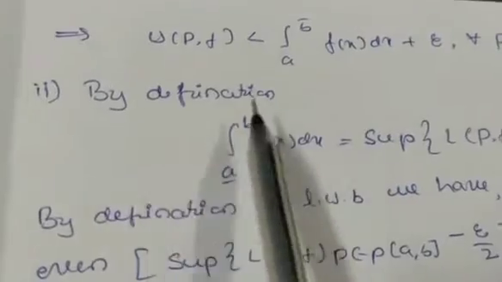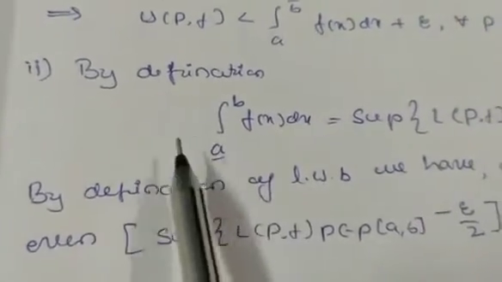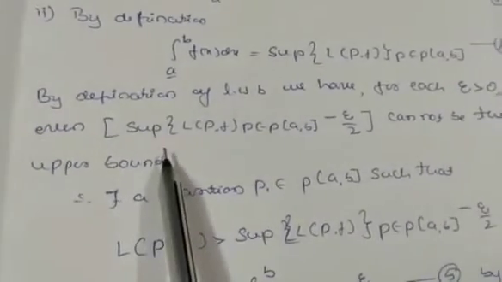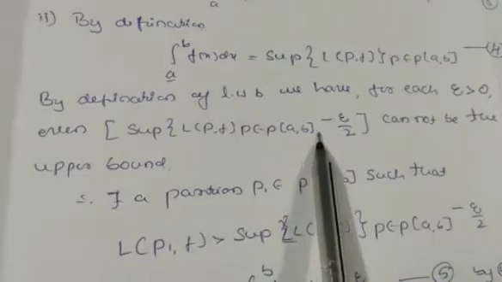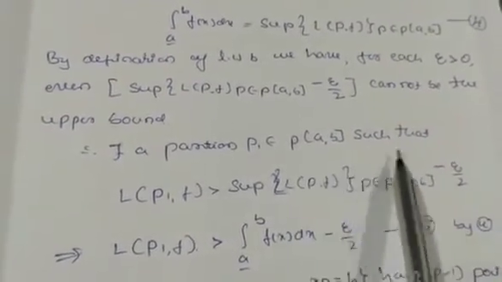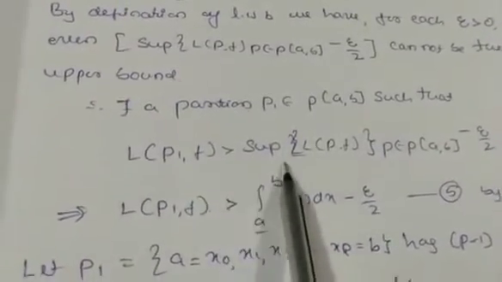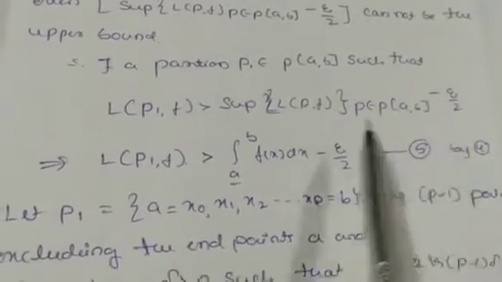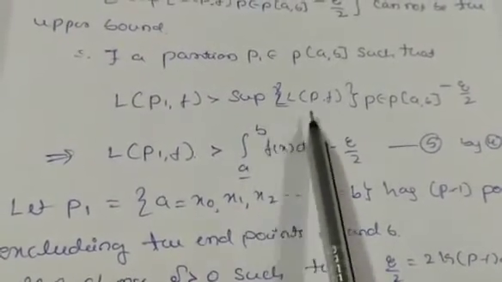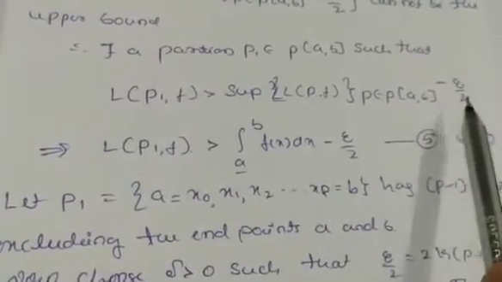Then, by the second, take one more point. By definition, the lower Riemann integral is equal to the supremum of L(P,f). Take this one as equation number 4. Then by the definition of least upper bound we have, for each epsilon greater than 0, that the supremum of L(P,f) minus epsilon by 2 cannot be an upper bound. So there is a partition P1 belonging to P[a, b] such that L(P1,f) is greater than the supremum of L(P,f) minus epsilon by 2. So this implies L(P1,f) is greater than the lower Riemann integral from a to b of f(x) dx, minus epsilon by 2.